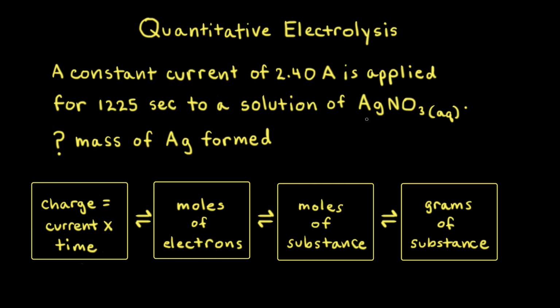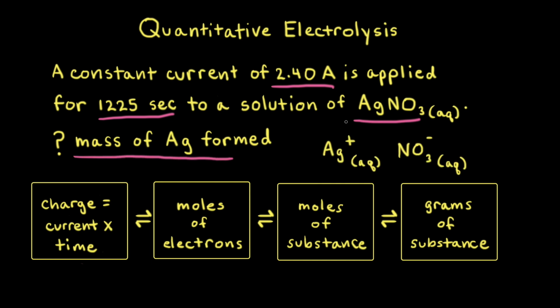Next, let's use our conversion chart to figure out a quantitative electrolysis problem. Let's say we have an aqueous solution of silver nitrate and a constant current of 2.40 amperes is applied for 1,225 seconds. And our goal is to figure out the mass of silver that is formed. As a quick reminder, an aqueous solution of silver nitrate contains silver 1+ ions and nitrate anions in solution. So the applied current is used to reduce the silver 1+ ions to form solid silver.